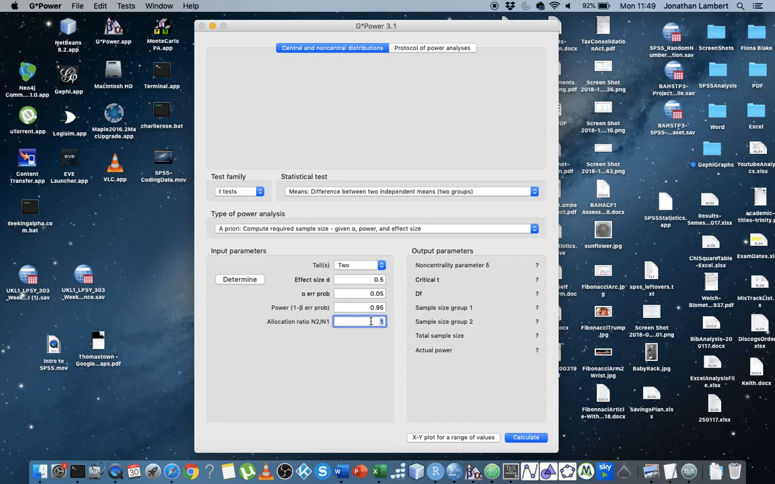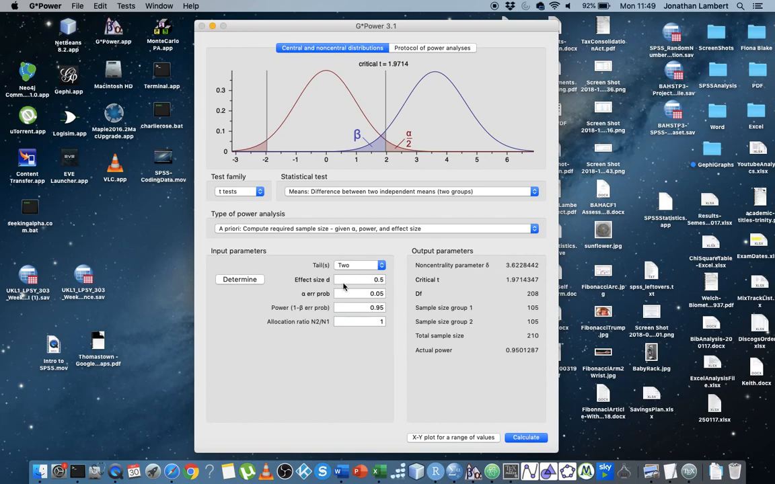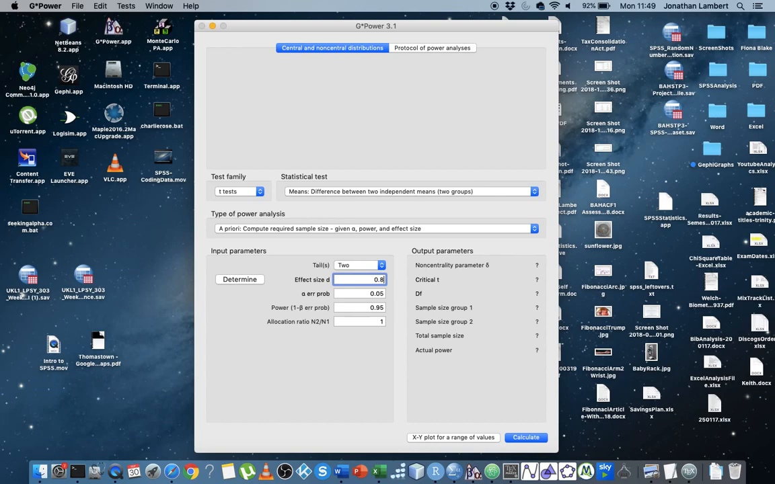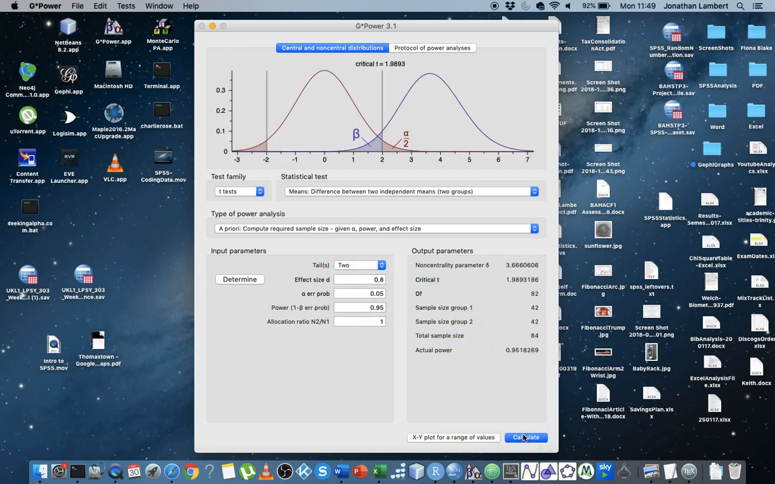So if the allocation ratio is the same, we hit calculate, and you can see to observe a medium effect, in a two-tailed test, just to test the difference between two groups, you need 105 participants in each group. You actually need a total of 210 participants across the experiment to observe a medium effect. What about a large effect? That should be easier to observe. A large effect, well, you need a total sample size of 84. So you see what's going on here.